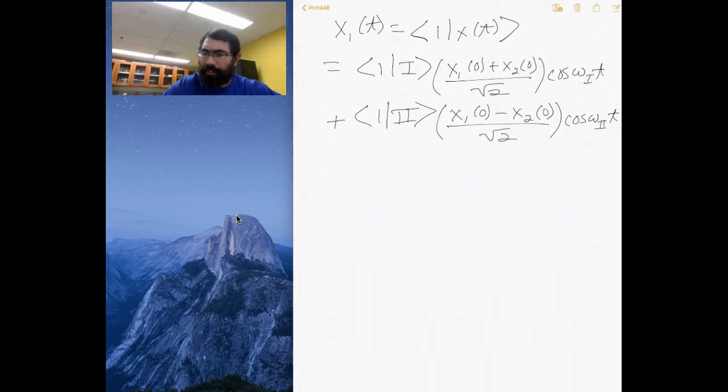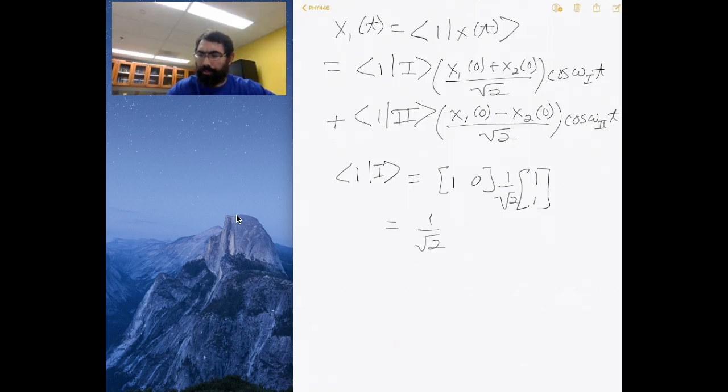Okay, so if I look at this, the inner product of Arabic 1 with Roman numeral 1 is (1, 0) times 1 over the square root of 2, (1, 1), which basically gives me 1 over the square root of 2.